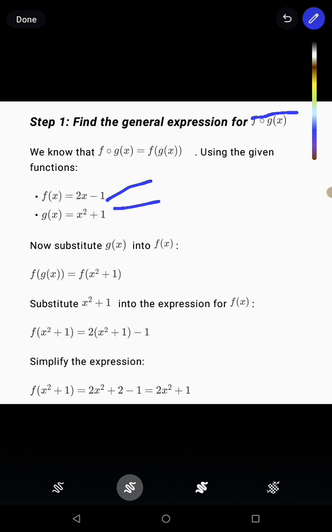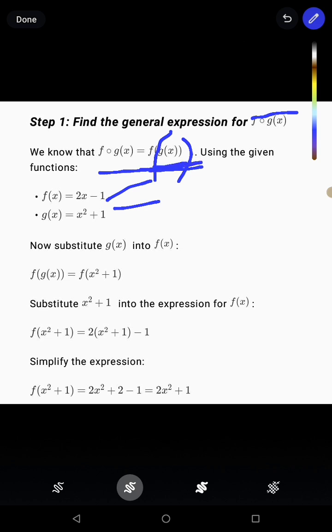And f compose g of x is the same as f of g of x, which I have here. All together here. Of course, what do we need to do? Just put g of x inside this place first. You put g of x inside this whole place first. That was what we did here.